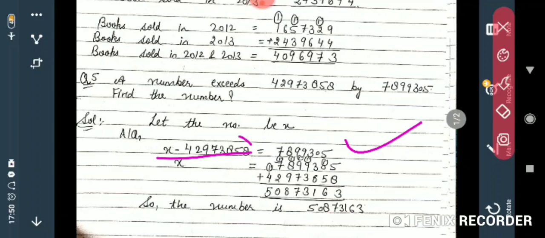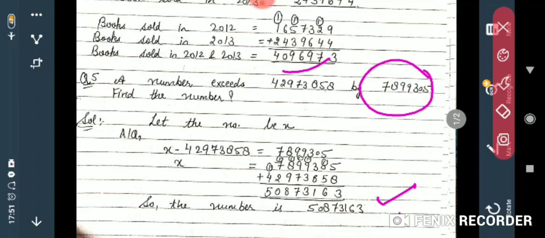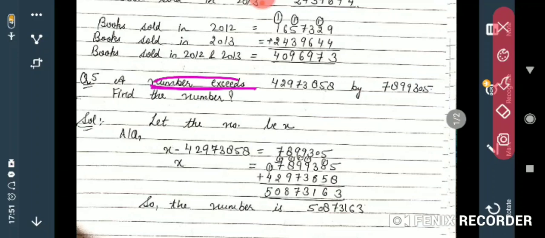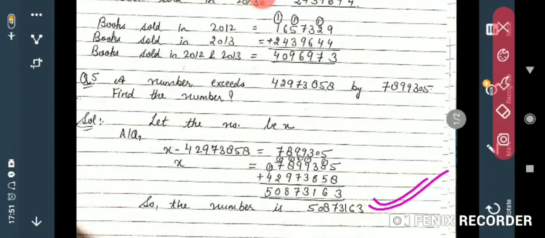Now the value of this is negative. So if it shifts to the RHS, the sign will change and it will become positive. So you will add both the numbers and you will get this. So this is the number. So how much greater is the number? If you subtract this from this, you will get this. Once again I am repeating it. A number exceeds, that means a number is greater than this value, and if you subtract this number by this, you will get this value. Understood? So this way you will get the answer.